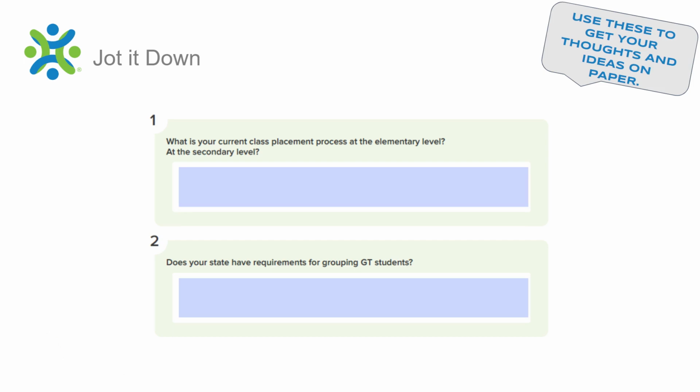The second thing you need to think about is, does your state have requirements for grouping GT students? For example, Texas has very clear requirements required by the state for how GT students are clustered K through 12. And so finding a clustering model that provides an opportunity for these students to be placed in compliance with requirements, as well as ensuring that all students are placed according to their needs, can help benefit the teachers and the students.